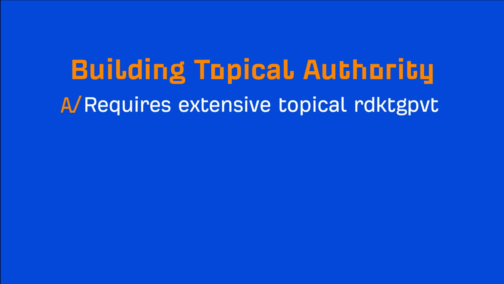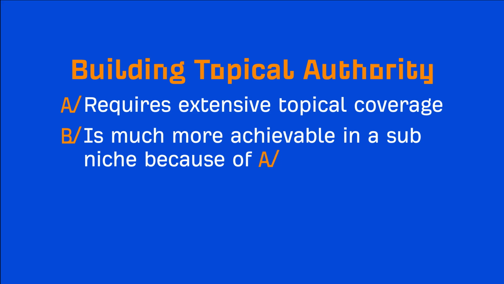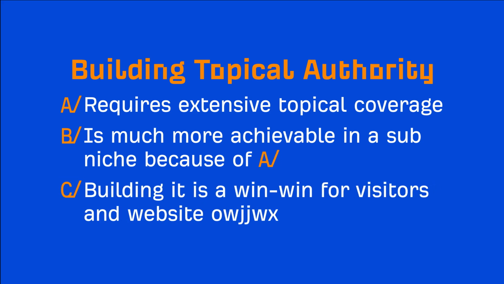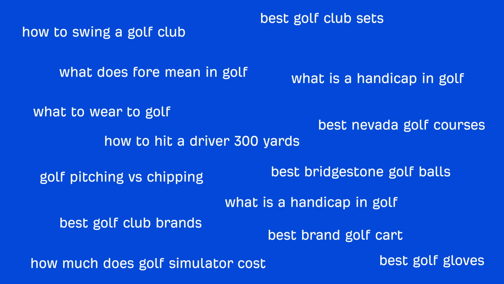Building so-called topical authority, A, requires extensive topical coverage, B, is much more achievable in a sub-niche because of A, and C, building it is a win-win for visitors and website owners. For visitors, they'll find a plethora of resources to dig through on your site, and for website owners, you'll likely have better potential to rank for topically related keywords, assuming your content gets linked to. And I'll expand on why topical authority may help your rankings later in this lesson.